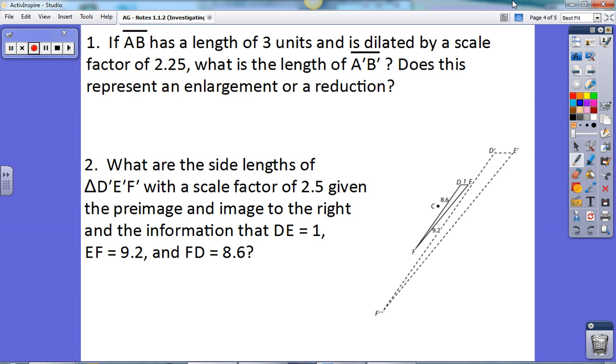The first one is referring to a line segment AB, and it tells us that line segment AB has a length of 3 units and is dilated by a scale factor of 2.25. What is the length of A prime B prime? Does this represent an enlargement or a reduction? So first of all, let's talk about our scale factor. Our scale factor is 2.25. Remember, that is a scale factor that is greater than 1, which means that our dilation is an enlargement.